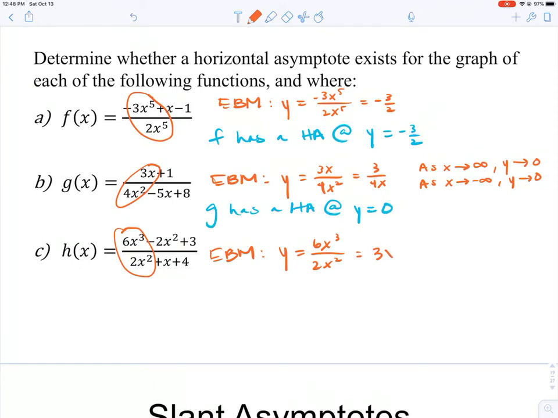Simplifies to 3x. Okay, so 3x is a line with a positive slope. So as x approaches infinity, y approaches infinity. We just had this, huh? And as x approaches negative infinity, y will approach negative infinity.